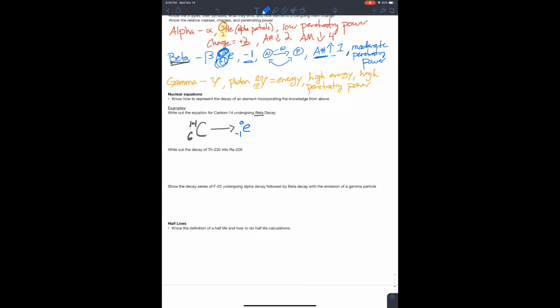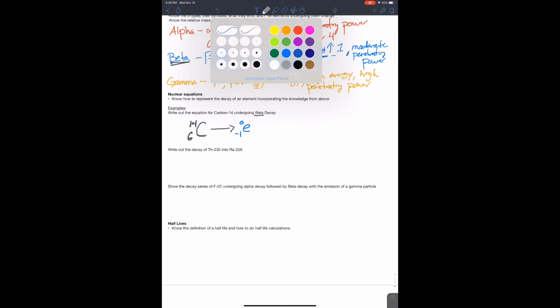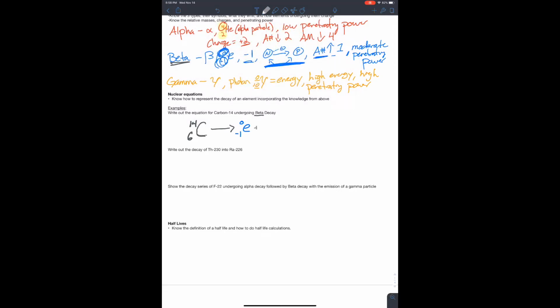Okay, so like we talked about up here, beta decay is a neutron giving off this beta particle, this electron, and becoming a proton. The neutron's becoming a proton. So we're gaining 1 proton in this decay.